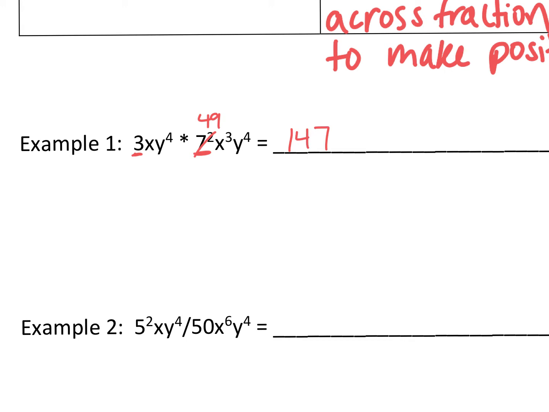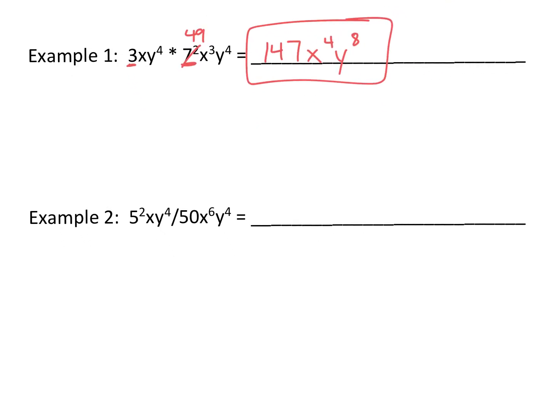Okay, now we're applying our rules. So we notice our first variable is x. So x to the first times x to the third would be x to the fourth, good. 1 plus 3 is 4. And then y to the 8th, and that's it. That is all. Okay. Questions on that? No? All right, cool.